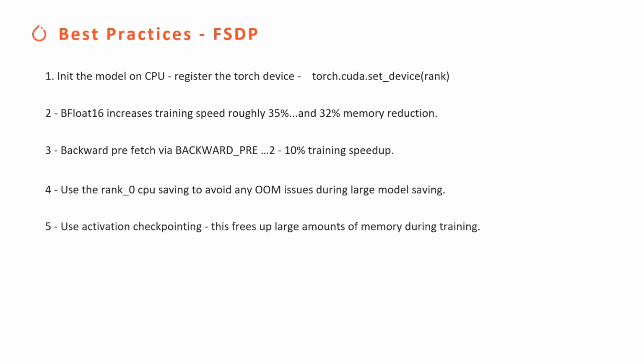And some additional best practices for FSDP. We recommend initializing the model on CPU and using the meta device for initialization. With bfloat16 training, it can speed up roughly by 35%, and there is also a 32% memory reduction. With the backward prefetch, there is another 10% speedup. You can use rank 0 CPU saving to avoid any out-of-memory issues during large model saving. And use activation checkpointing, as this saves large amounts of memory during training.